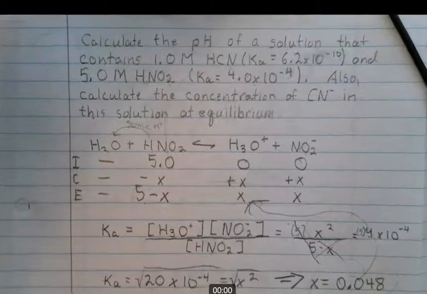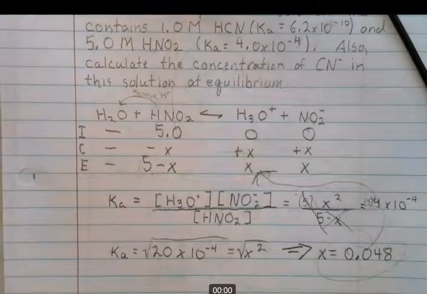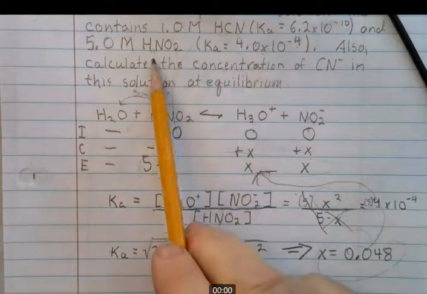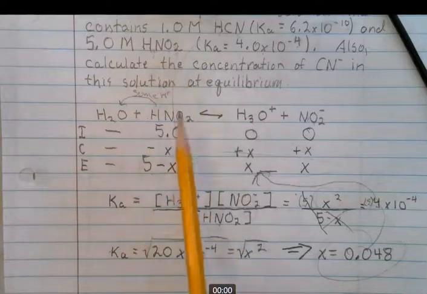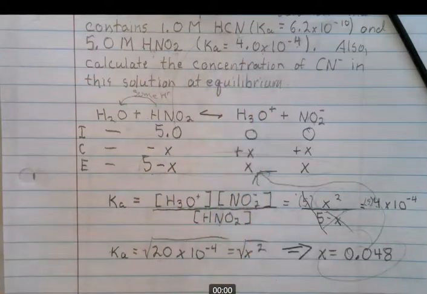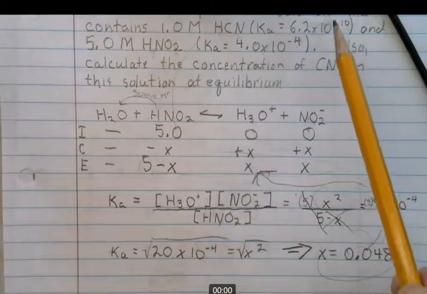Okay. Here's the thing. We're not done with this problem. We don't want to know the pH just of this. That would be as though this were the only thing that we were putting in the water, the HNO2. It's not. We're also putting in the HCN. So we're only halfway through this problem. We've got to work a second time now for HCN.